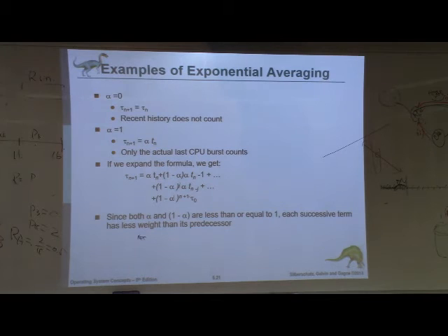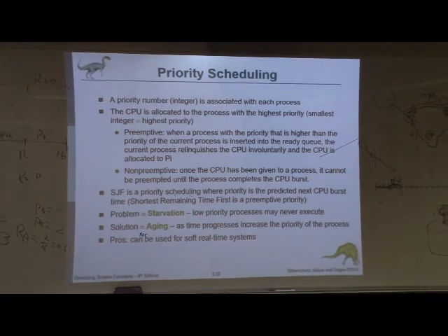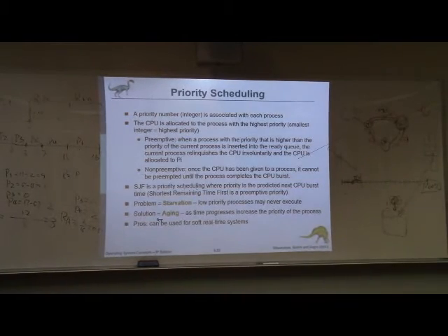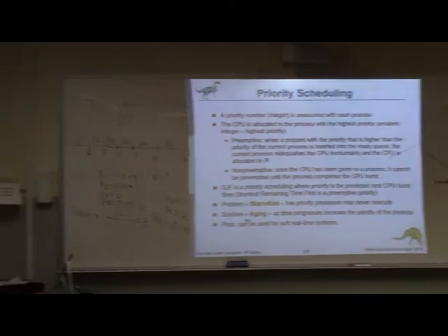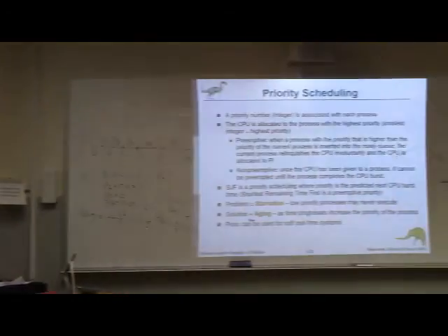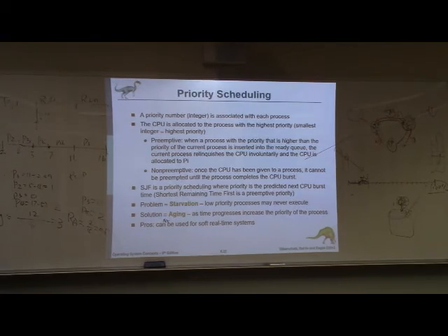So this is an example of how to use the exponential averaging. The next one is, if the estimation is very hard for the CPU burst time, why don't we assign the importance of each process when the process is started? When the process enters the ready queue, why don't we assign the priority? So that is called priority scheduling. There are also two types of priority scheduling: preemptive and non-preemptive.